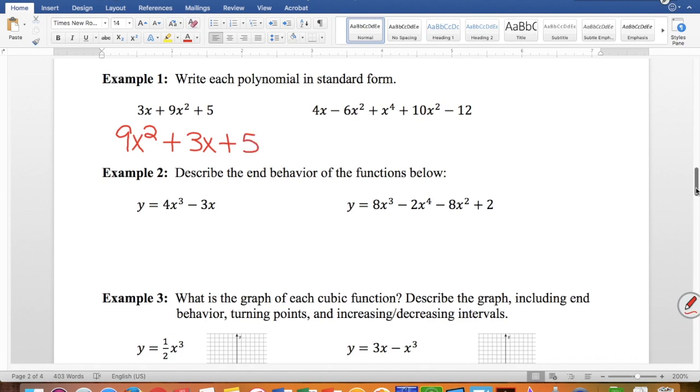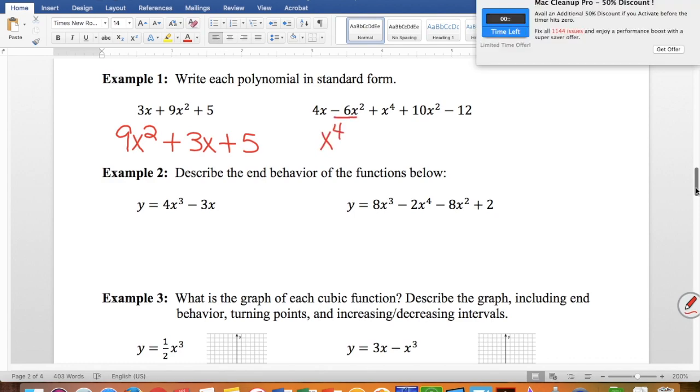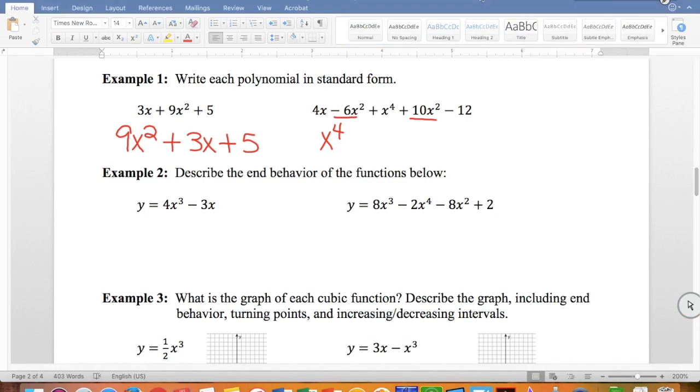This next one, my largest exponent is x to the 4th. Notice I have like terms here of negative 6x squared and 10x squared. So I'm going to go ahead and combine those, and 10 minus 6 is a positive 4x squared. I don't have an x cubed, so I don't have to put one. I could put 0x cubed, but we don't need that. My next one would be a positive 4x, and then a negative 12. So now I am in standard form because I go from 4 to 2 to 1 to 0.